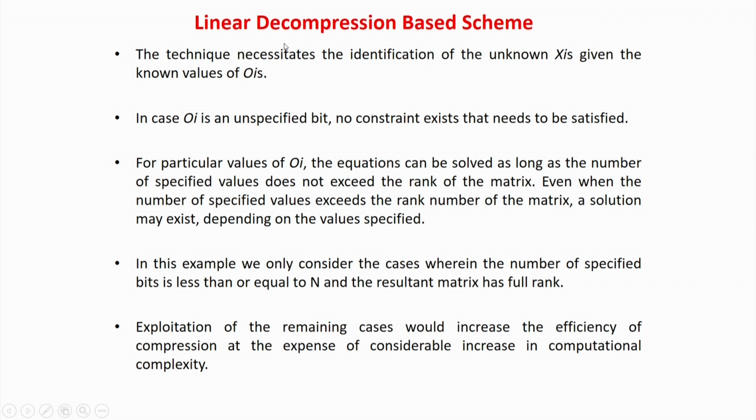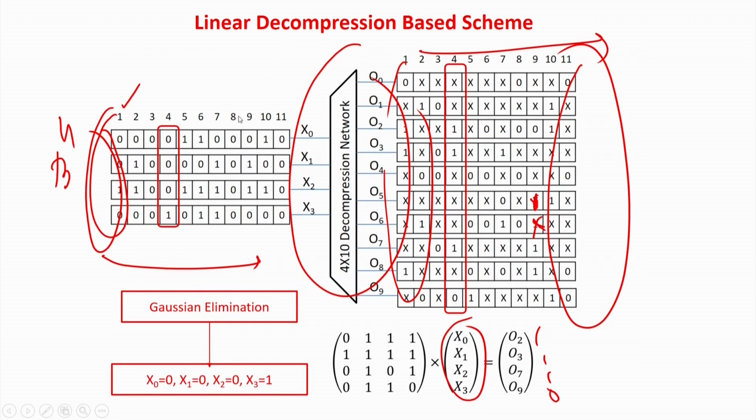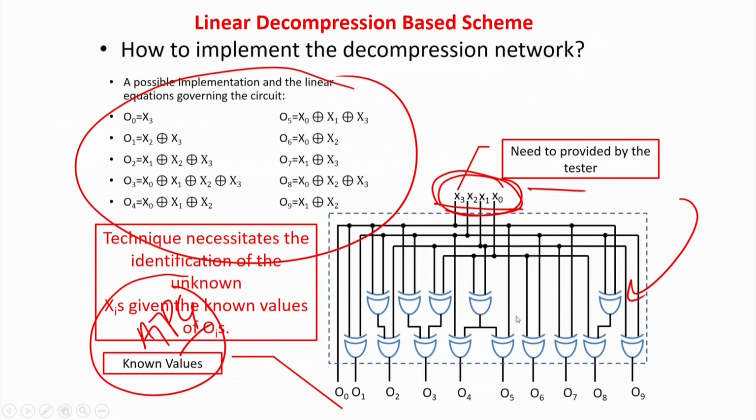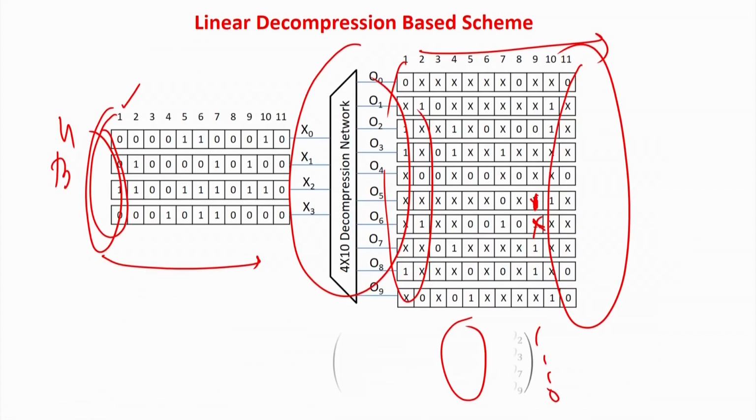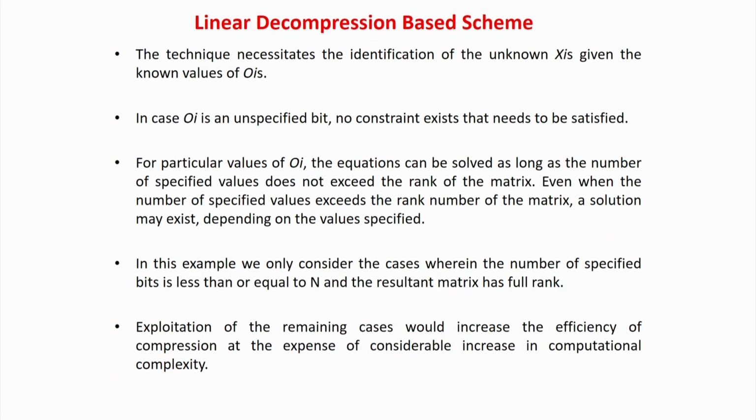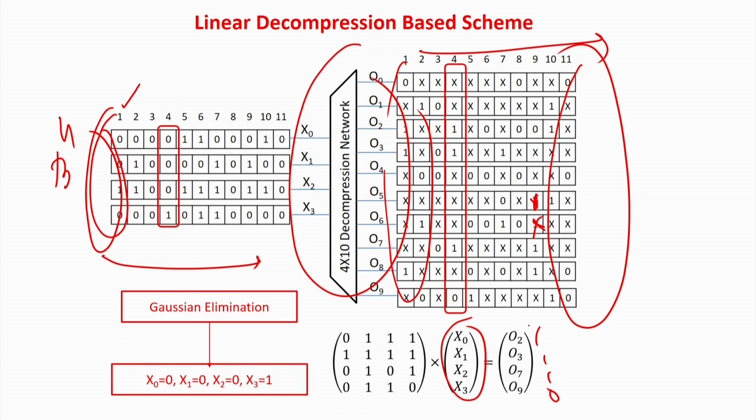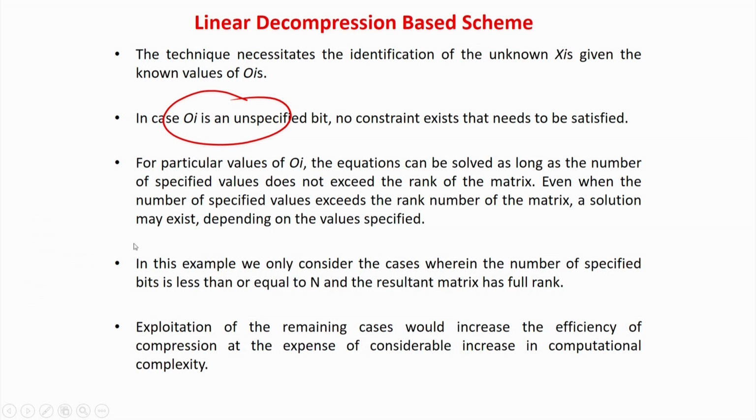So the technique necessitates finding the unknown xi's given the oi's. That means you know these values, and you have to find out the value of xi. But the number of oi's and the number of xi's are fixed. So if an oi is an unspecified bit, you need not solve anything. That is what I have seen. That is only 2, 3, x7. For whatever is specified, you have to do Gaussian elimination. For particular values of oi's, the equation can be solved as long as the number of specified values does not exceed the rank of the matrix.